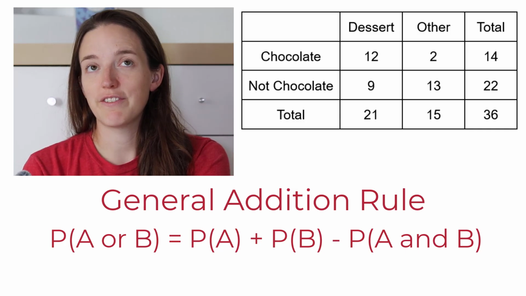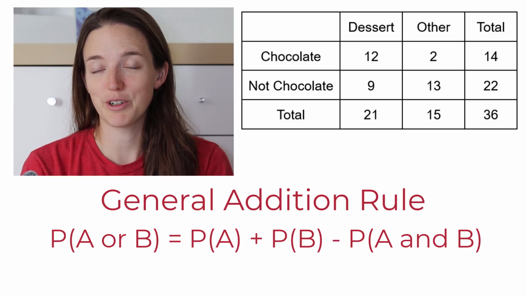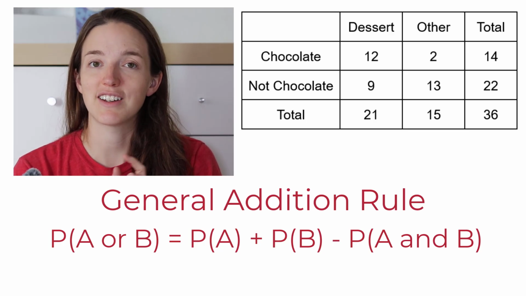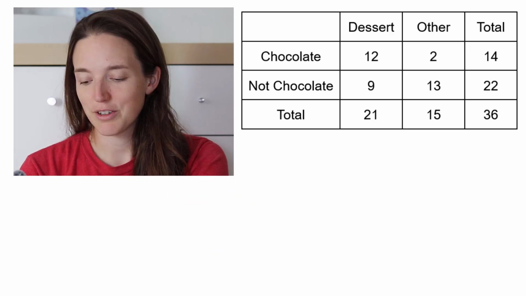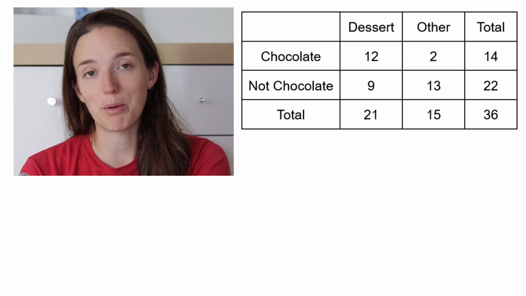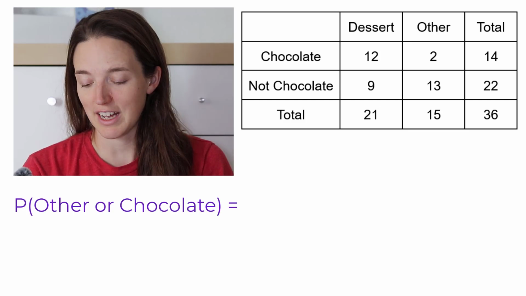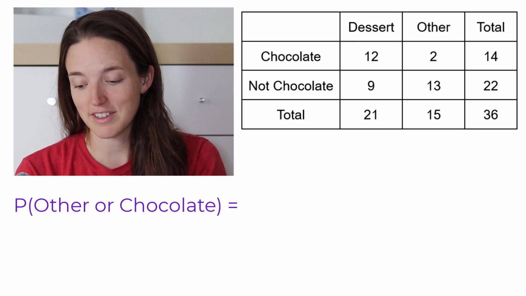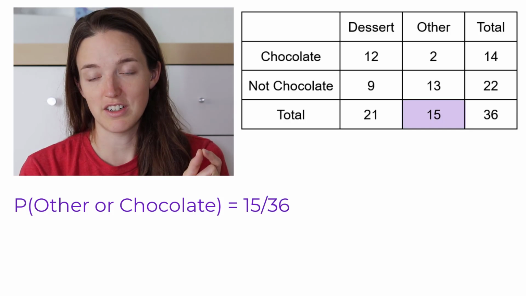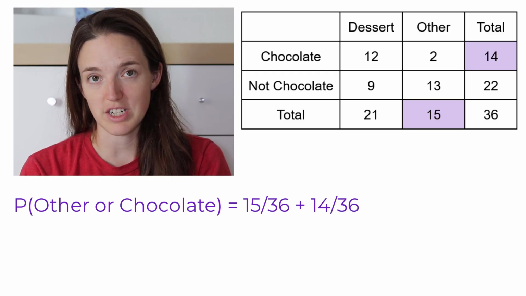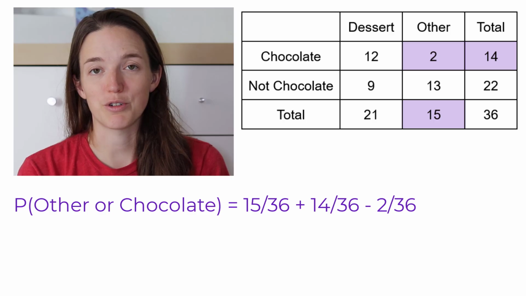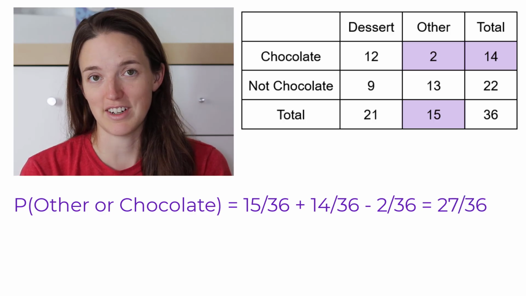So in general, if you're doing a probability question and they're asking about an or scenario, you're going to be adding probabilities together, but you have to be very careful to not double add the overlap. So let's just do another example. What if I want the probability that a recipe is in the other category or a chocolate recipe? One way I could do this is add the total for other, which is 15, the total for chocolate, which is 14, that's 29, and then I could subtract the overlap, which was 2. So 29 minus 2, that'd be 27 out of 36.